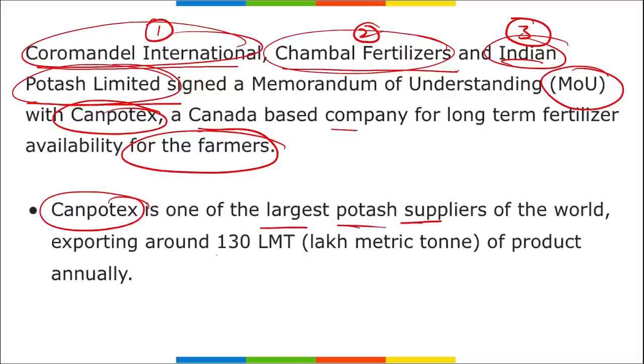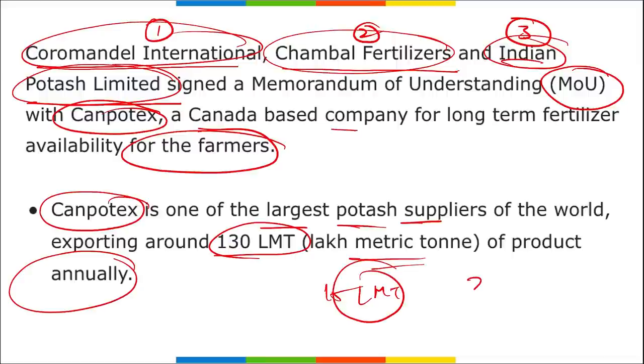It is exporting around 130 lakh metric ton of product annually. Alright, remember, under this agreement, Canpotex will supply up to 15 lakh metric ton of potash annually for 3 years. Also, as India is highly dependent on import of raw materials and fertilizer materials, this partnership will provide secured availability of fertilizers and raw materials to the Indian farmers. Also, this agreement will reduce both supply and price volatility and ensure a stable long-term supply of the potash fertilizers to Indian farmers.